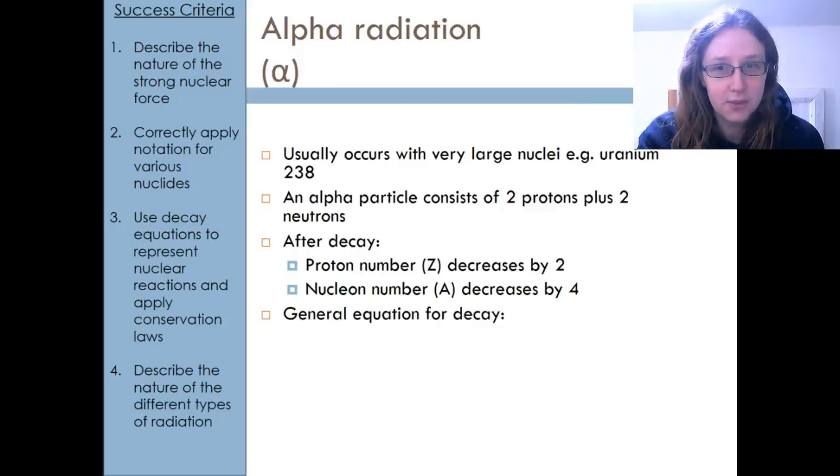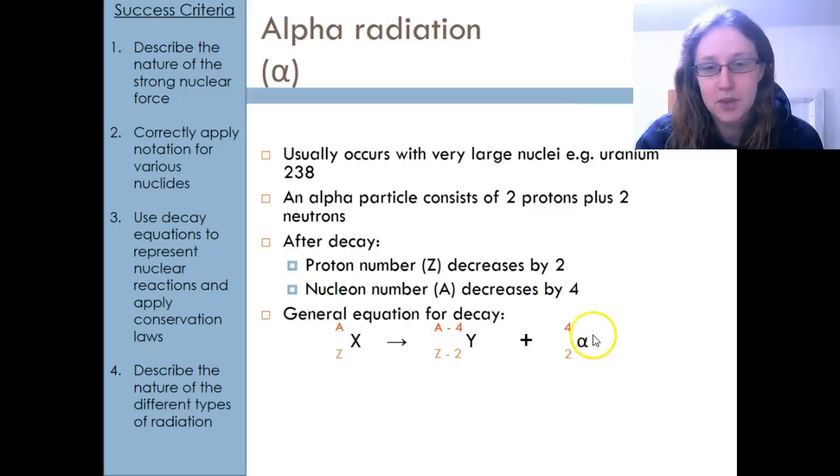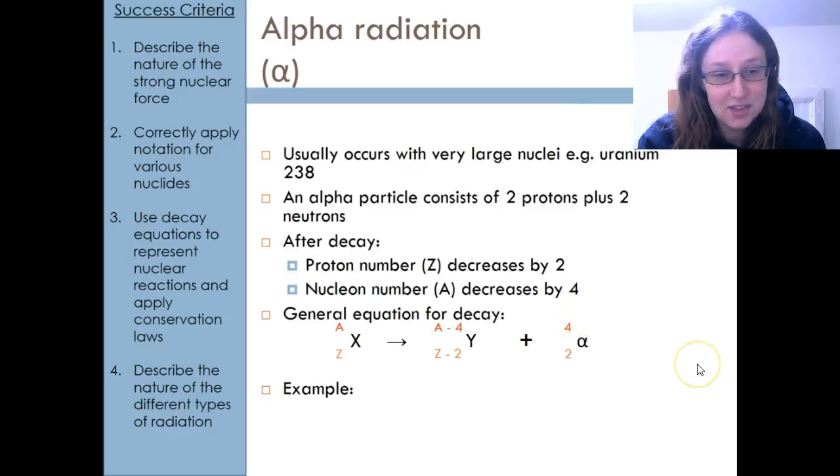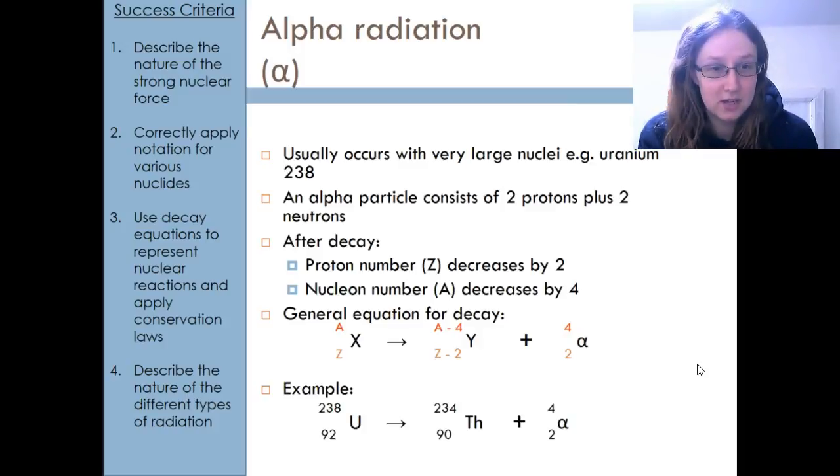So in general, if I were to write an equation, if X is the element I start with, after decay it becomes a new element plus the alpha particle. If we put the A and Z numbers on, they're going to look like that. We'll start with A and Z of X. For Y, A will be 4 smaller, Z will be 2 smaller, and the alpha particle will have its numbers of 4 and 2. A specific example would be with uranium-238. So uranium-238 92 becomes thorium-234 90 plus the alpha particle.